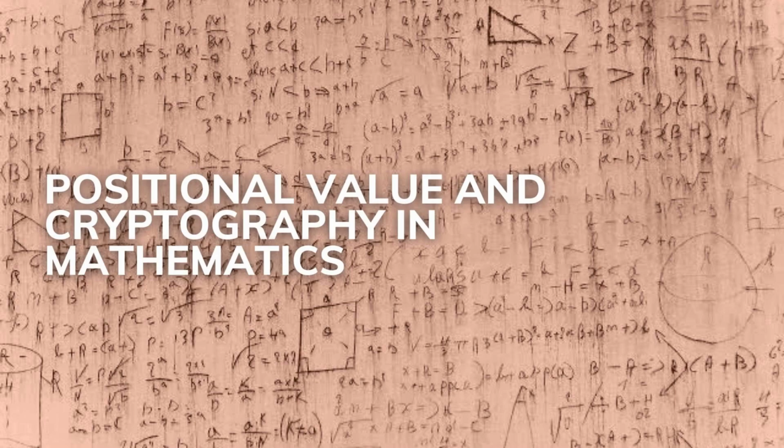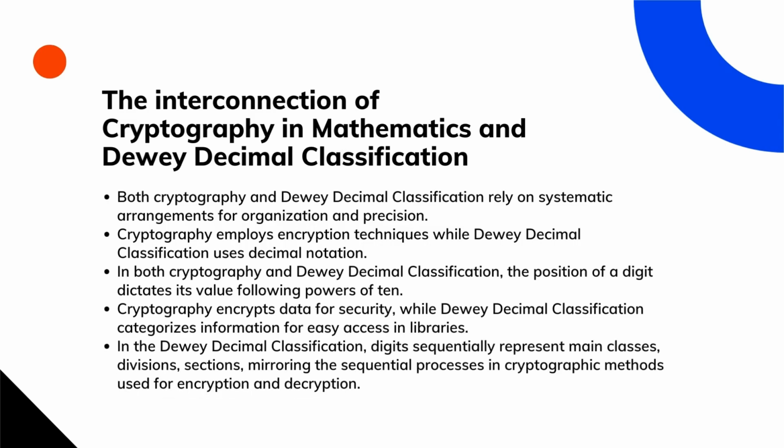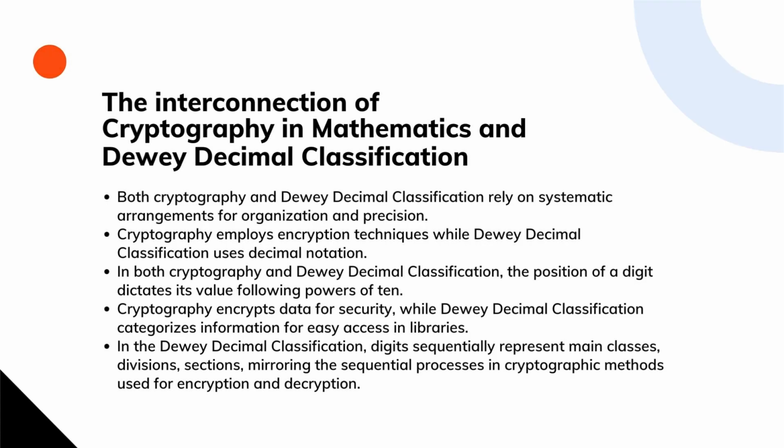Now, let's shift gears to mathematics and cryptography. Cryptography, the art of secure communication, has its roots in ancient secret writing, but has evolved into a sophisticated mathematical discipline. You might wonder how a library classification system relates to cryptography. Well, both cryptography and the Dewey Decimal Classification share a common ground of systematic organization. Just as cryptography uses encryption methods, the Dewey Decimal Classification uses decimal notation for precision and order. The position of a digit determines its value following the powers of 10.